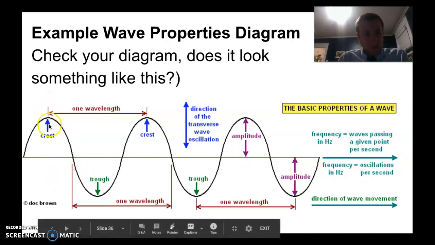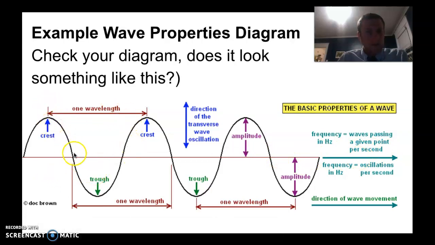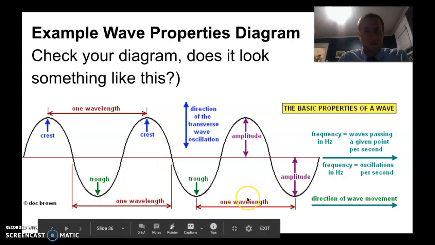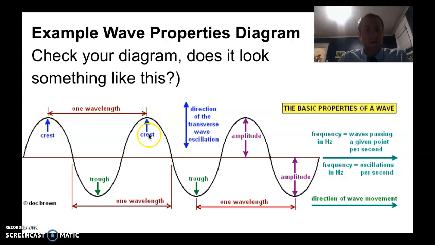The wavelength can be measured from crest to crest, from what we call the node line or node point here and node here, or from the trough to trough. It doesn't make a difference as long as it's from where the wave starts to where the wave starts again. That's the full length of the wave.